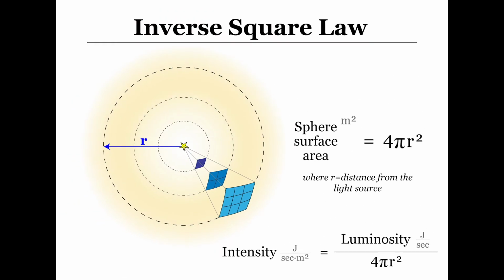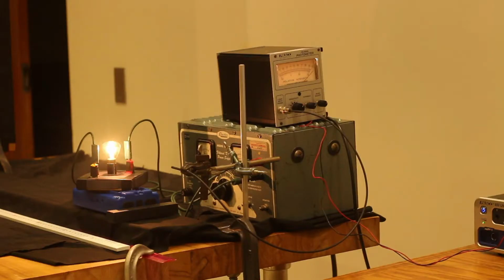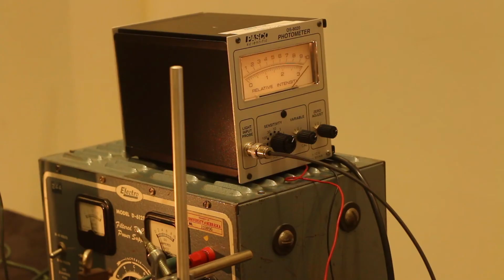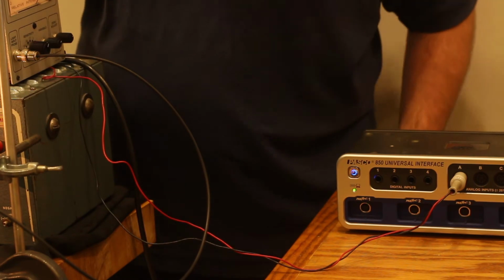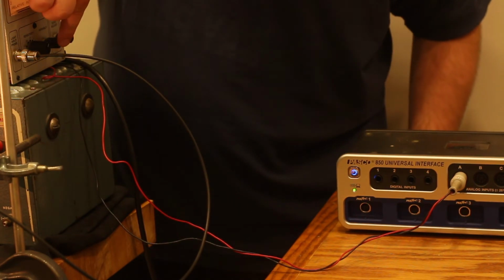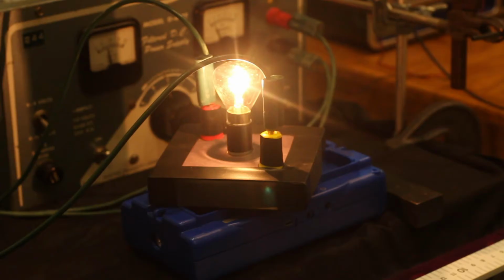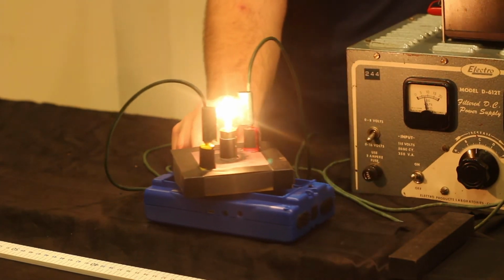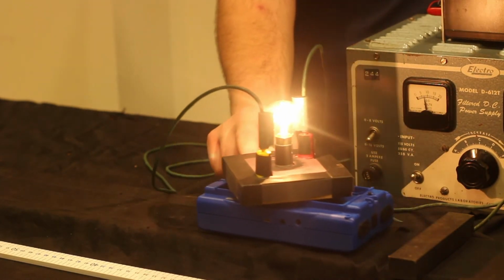We can explore this phenomenon with the following apparatus. We have a light source, a fiber optics cable that guides the light to a photometer that measures its intensity, and an interface to interpret the photometer's readings for the computer application. The bulb is sitting on a cart that reports its position to the computer, and we can physically move the light bulb, changing the distance between it and the detector.